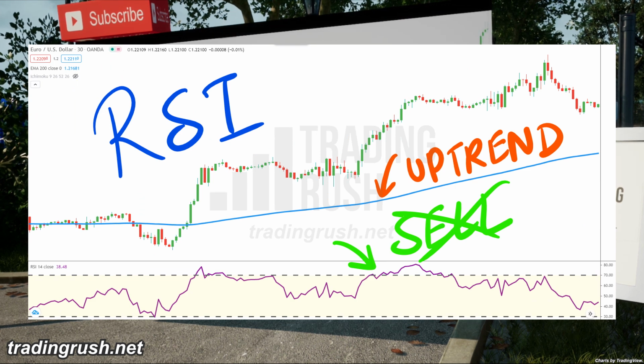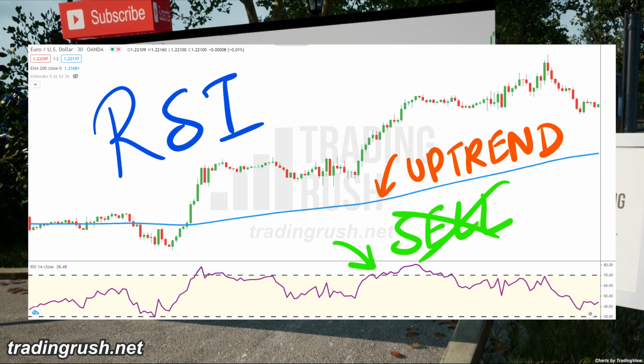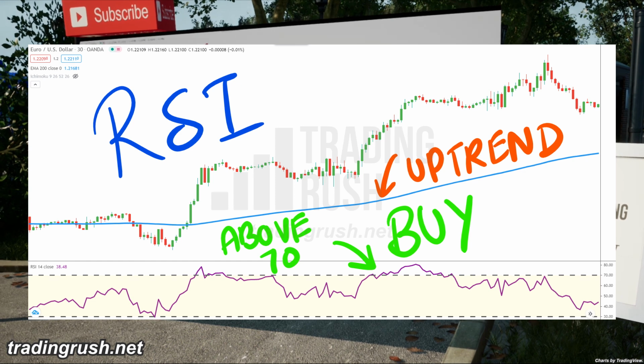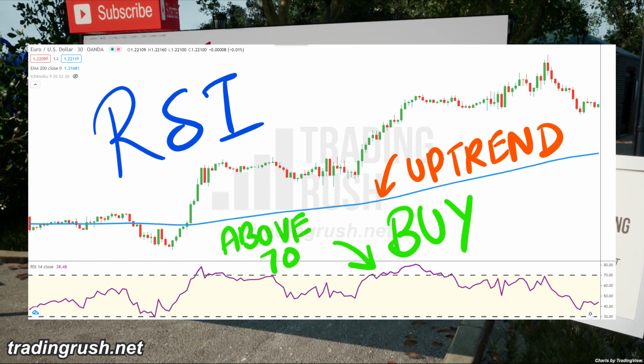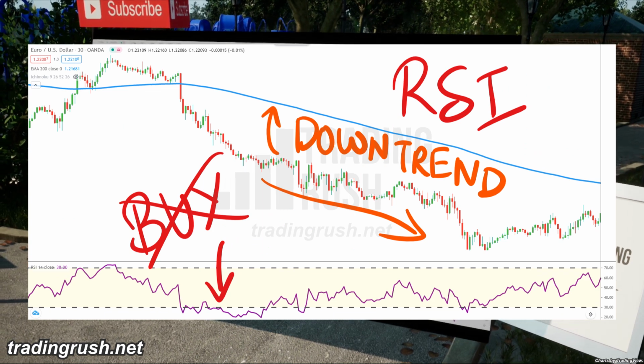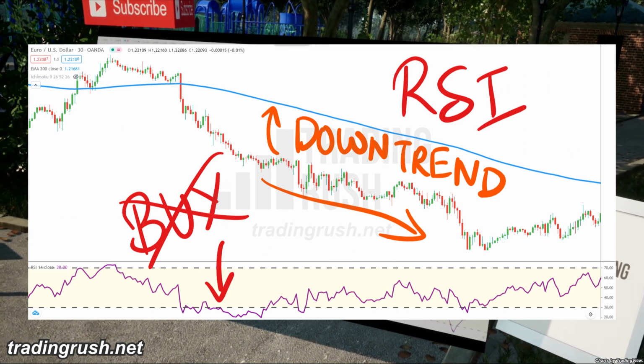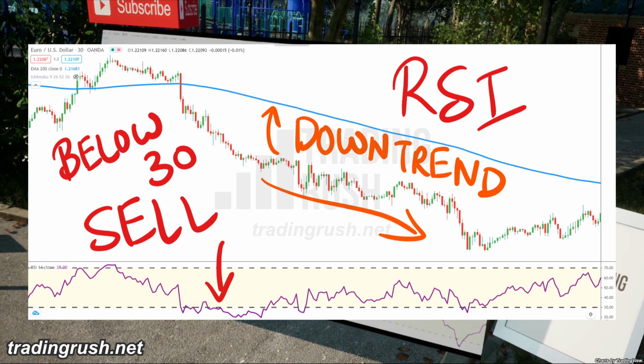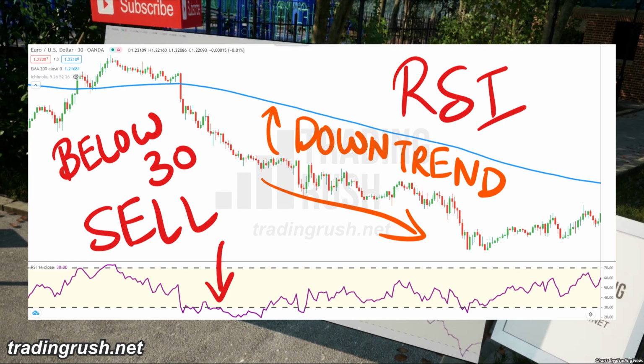Instead of selling when the RSI reaches the overbought area in an uptrend, it is a sign of a strong buying pressure in the direction of that uptrend. Similarly, instead of buying when the RSI reaches the oversold area in a downtrend, it is a sign of strong selling pressure in the direction of that downtrend.